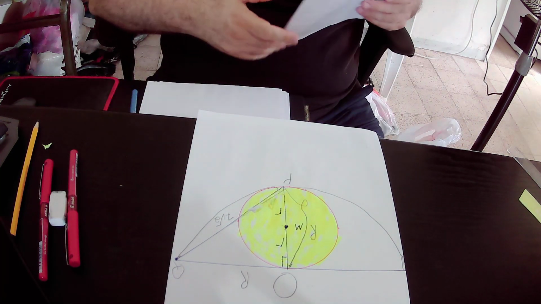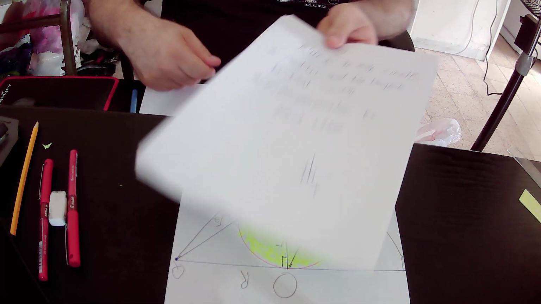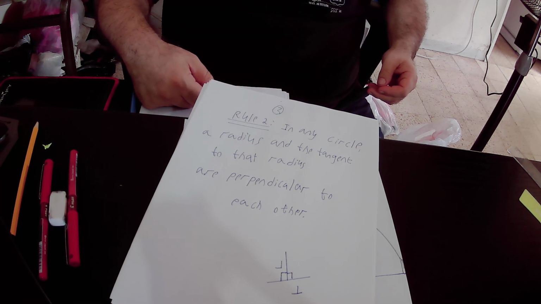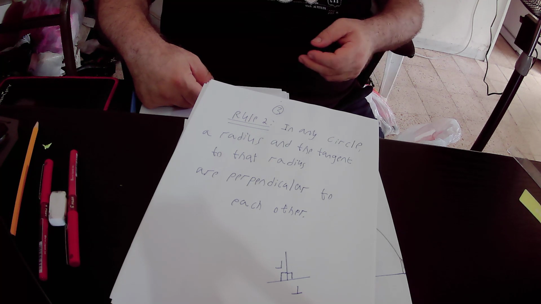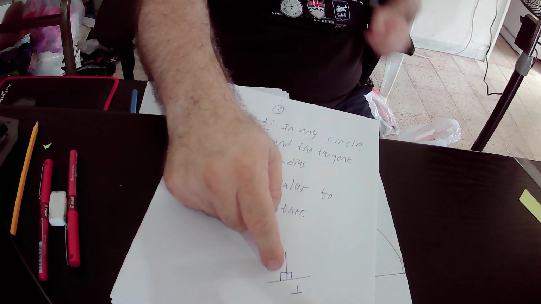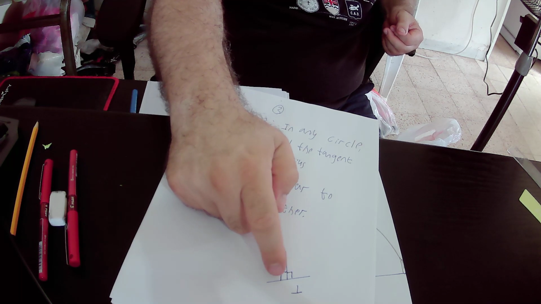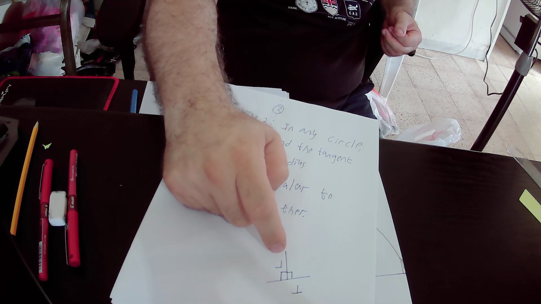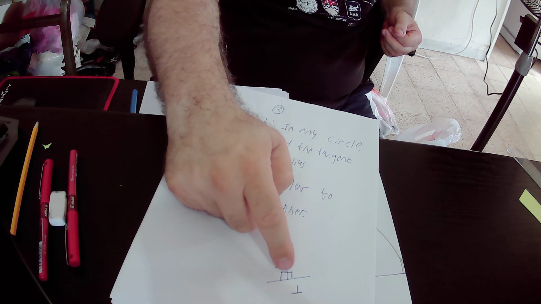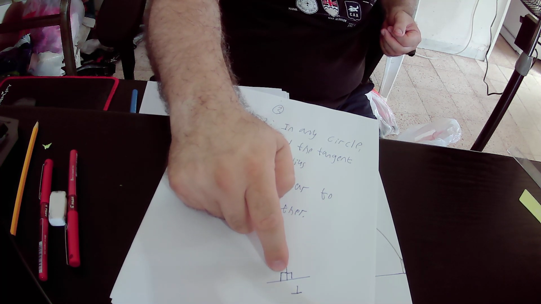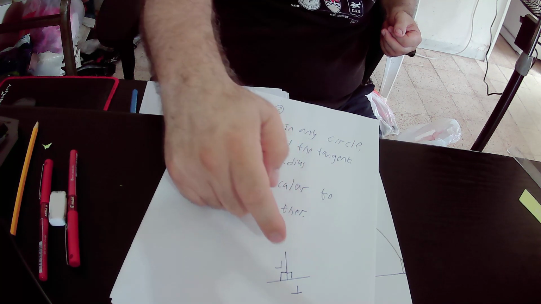And we have also rule number 2 that states that in any circle, a radius and the tangent to that radius are perpendicular to each other. So if we have a radius, we called it R, and the tangent to that radius we called it T, then the radius is perpendicular to its tangent. That is to say, this angle is 90 degrees and this angle is also 90 degrees.